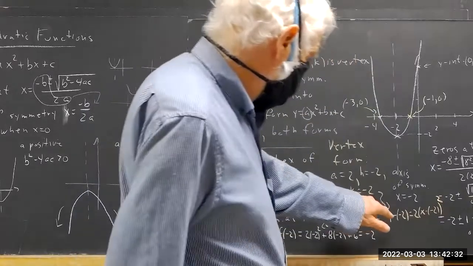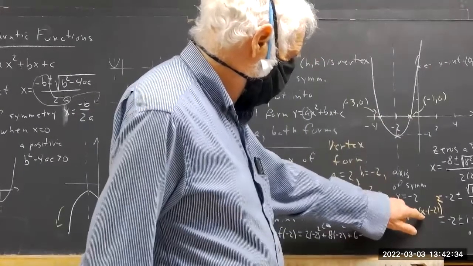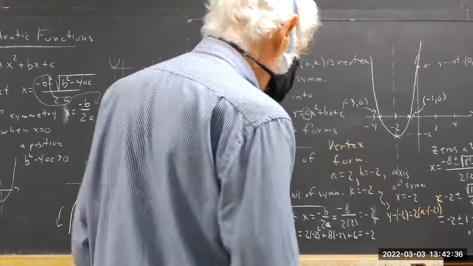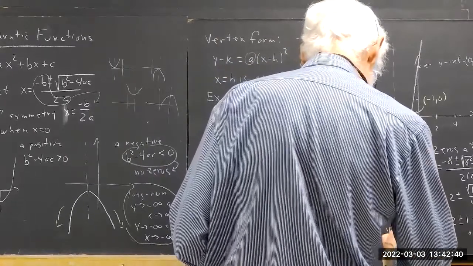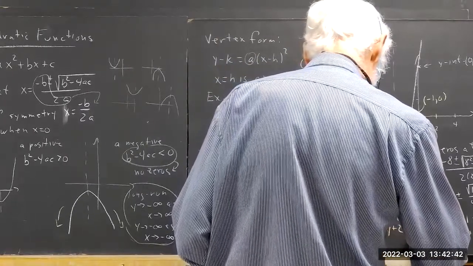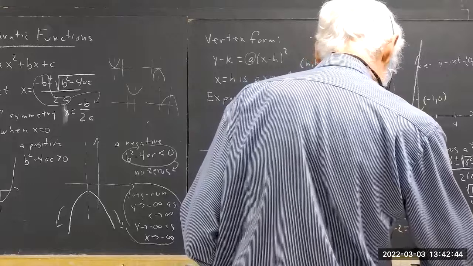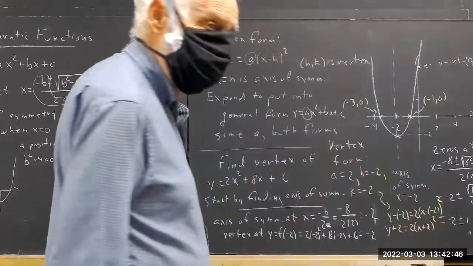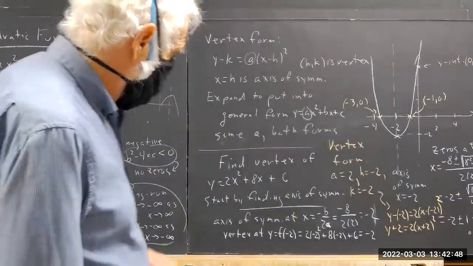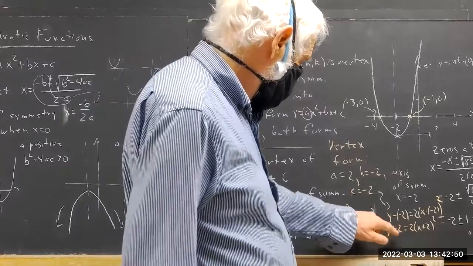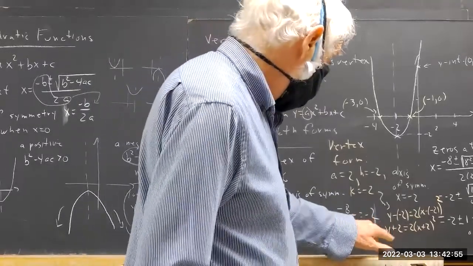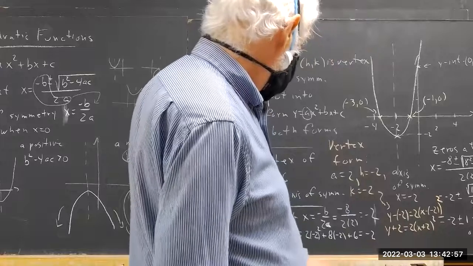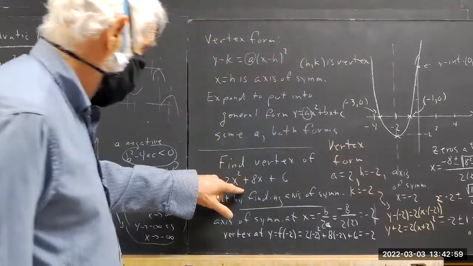So here's your vertex form. y minus -2 equals 2 times the quantity x minus -2 squared, or y plus 2 equals 2 times the quantity x plus 2 squared. Now I can square that and then add 2 to both sides. If I expand it that way, it's going to give me this.